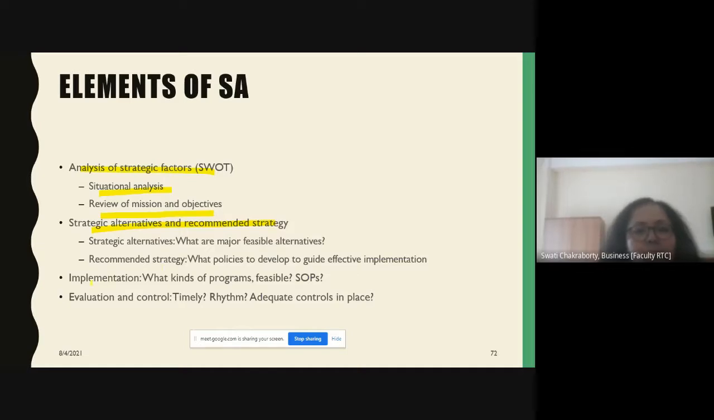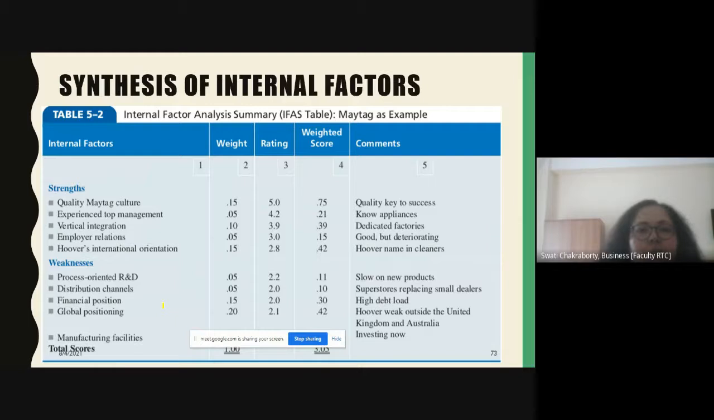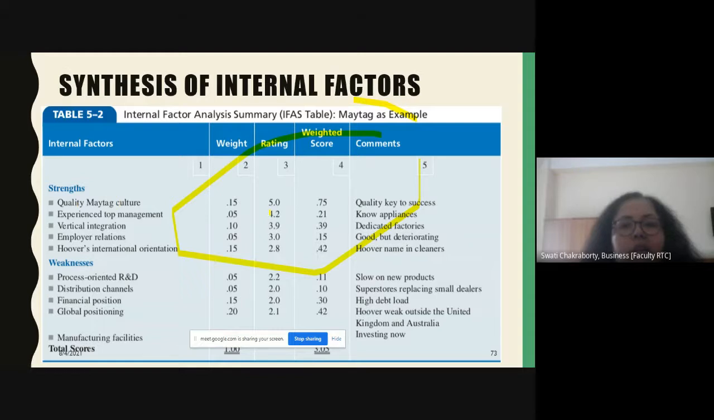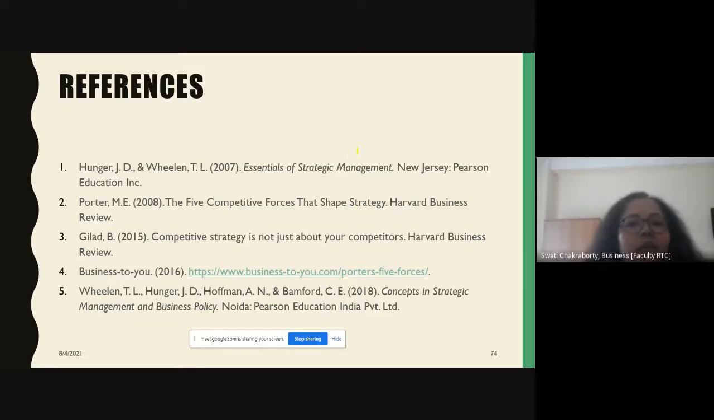Once that is done, then comes the implementation process. So what kinds of programs are feasible? Then comes evaluation and control. After implementation, one has to see the results. Is it done on a timely basis? Are there adequate controls in place? Okay. So this is a synthesis of internal factors that we see, where these are the strengths with the weightage and rating given, and the weaknesses. So this is all that we have, and this is the reference that we have for you.